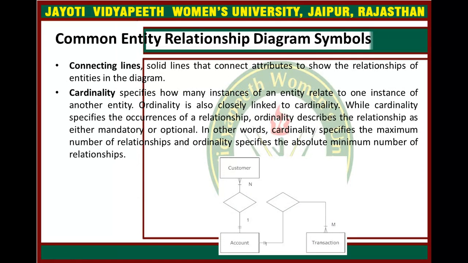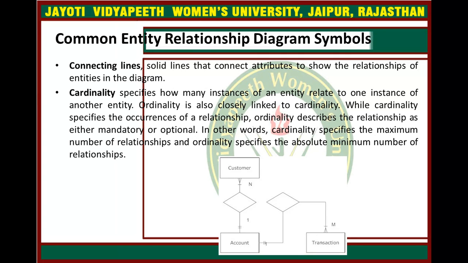Now the next is the connecting lines. This is also very important, because through these connecting lines we can understand the flow of data. These solid lines connect attributes to show the relationships of entities in the diagram. And the next is cardinality. This specifies how many instances of an entity relate to one instance of another entity.